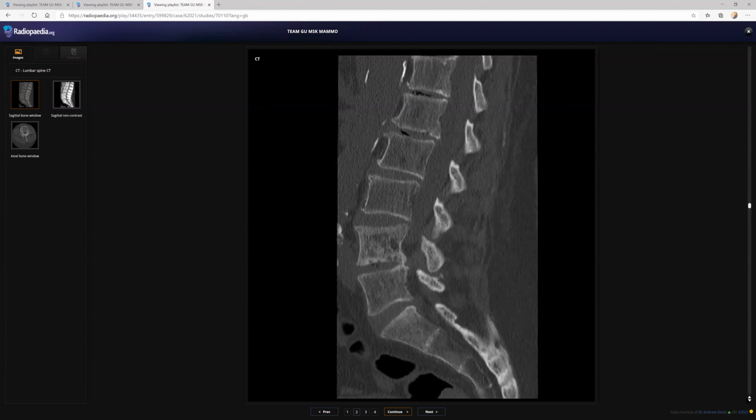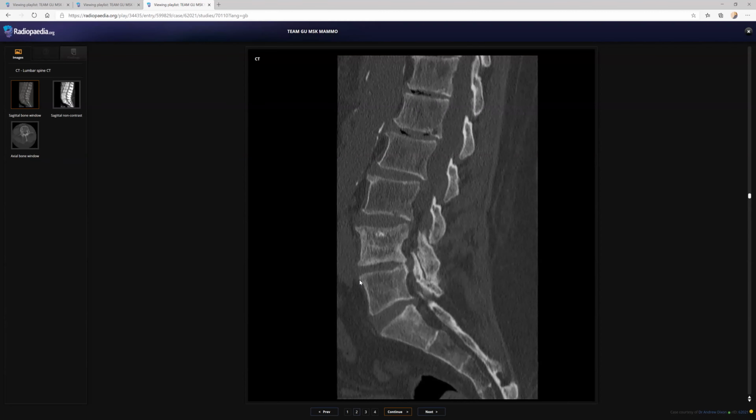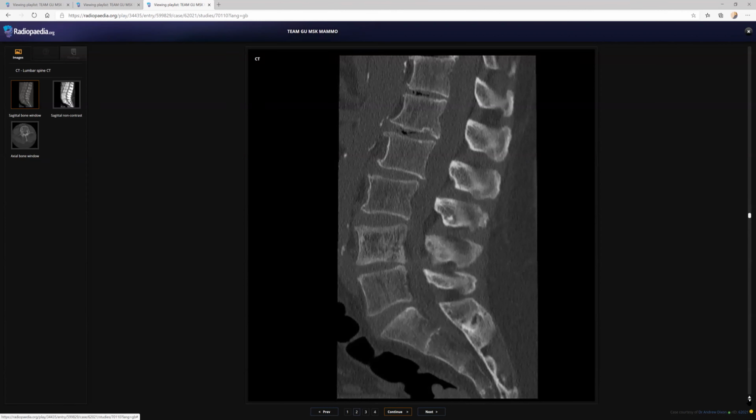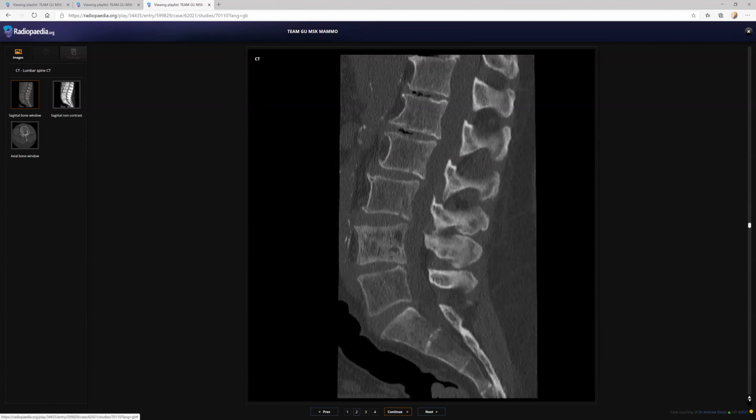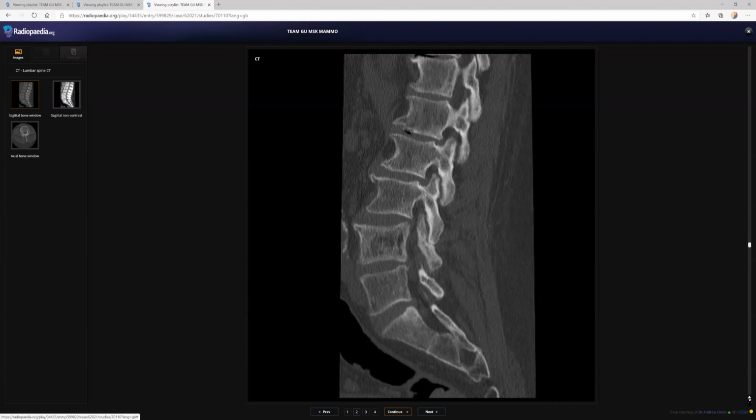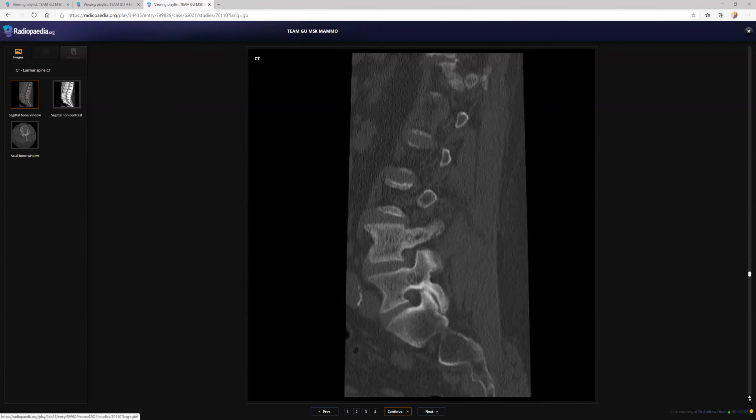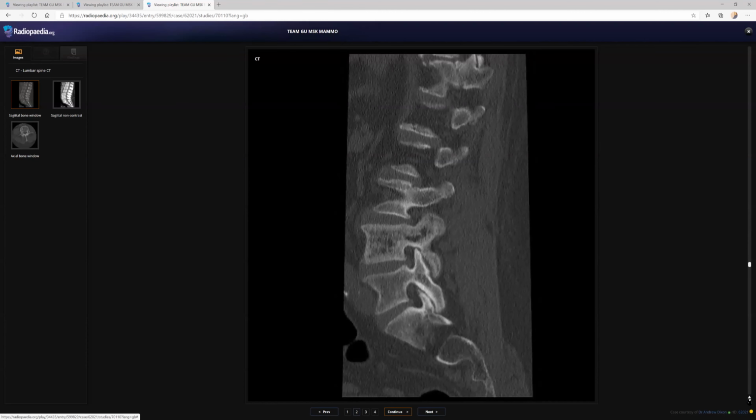I think there is some bulge, maybe no. Forget about the disc. There is no anterior or posterior listhesis. So, looking at the one vertebral involvement, which is heterogeneous, some lytic area and some sclerotic area in the vertebral body as well as posterior elements.